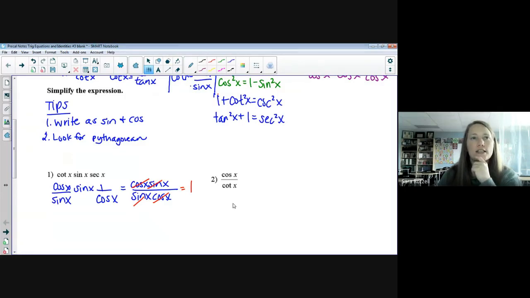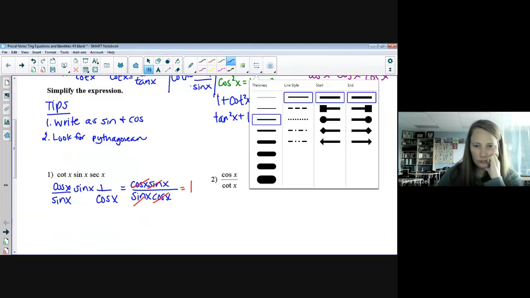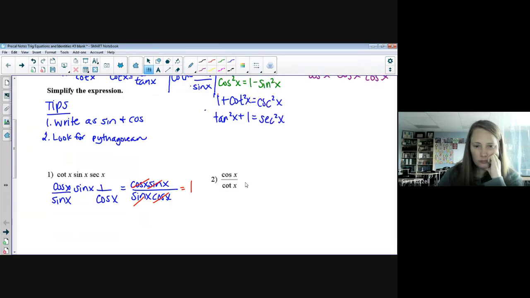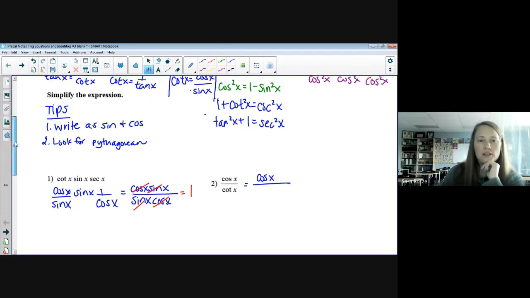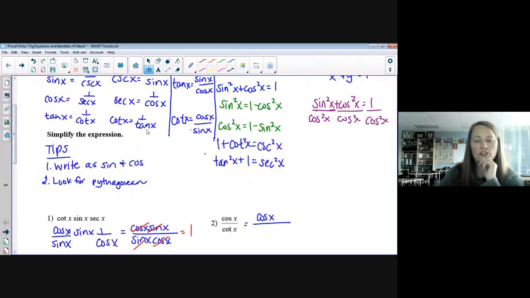All right, let's try the second one. We have a fraction on this one. So I've got cosine x, right? I'm not going to change that. Divided by, and what is cotangent? There are two things. We could do 1 over tangent, but that's not going to make anything cancel out. I'm going to instead pick cosine over sine.